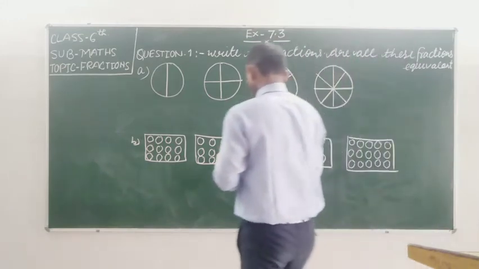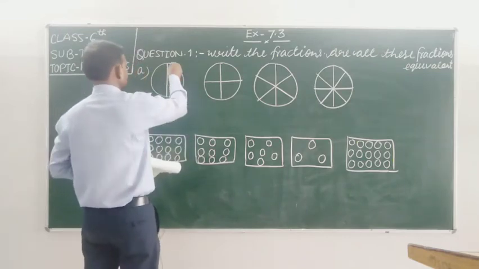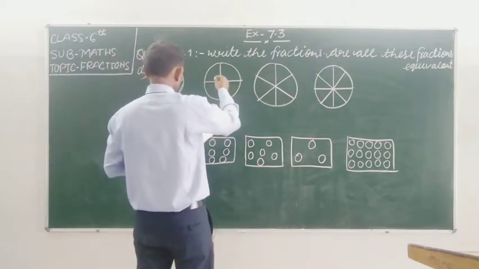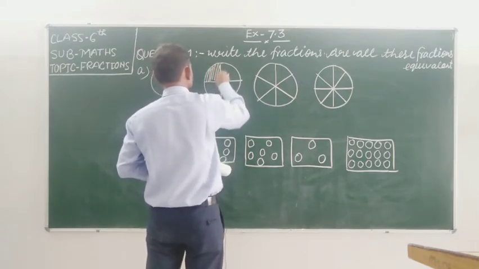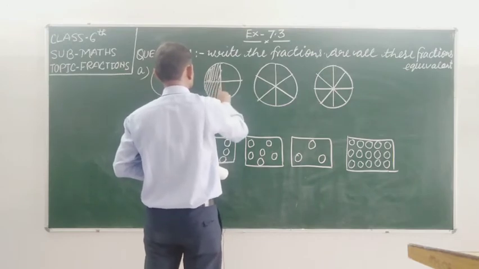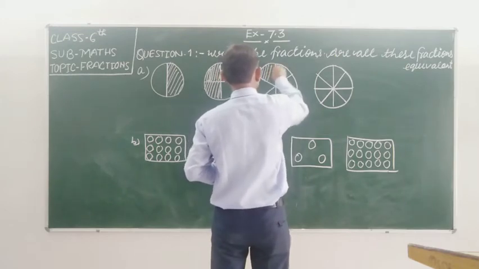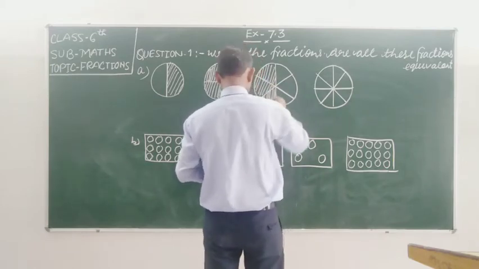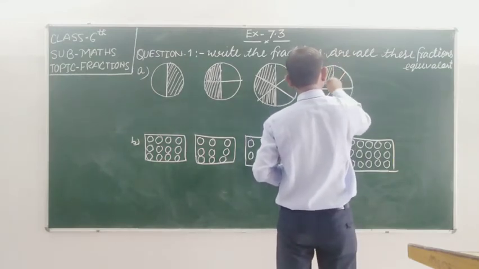Student, in part A, half part of this circle is shaded, and in this circle these two parts are shaded also, and in this circle 3 parts are shaded, and in last circle 4 parts are shaded like this.